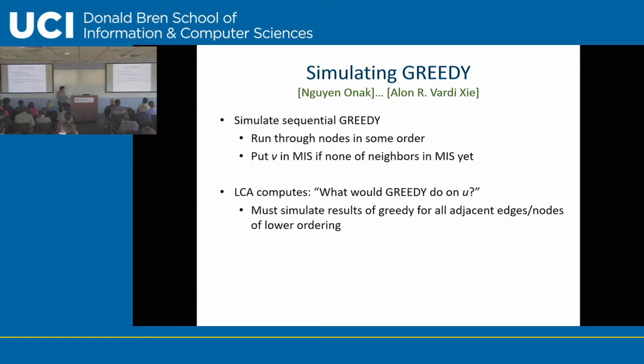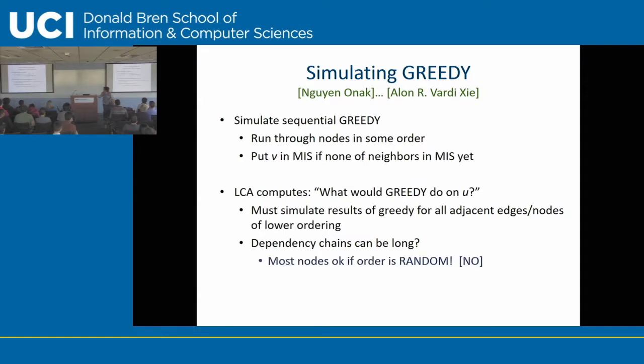If I want to figure out what greedy would do on U, I'd have to simulate the results of greedy for all the adjacent edges and nodes of a lower order. So I come in and I ask, am I in the maximal independent set? Well, I have to look at all my neighbors that come before me in the ordering and figure out, are they in the maximal independent set? And so on. I have to figure out their neighbors. And so the problem is the dependency chains could be extremely long.